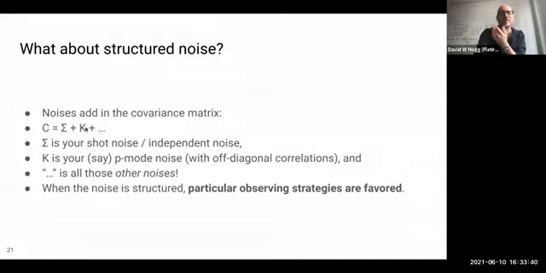Because there's so many things you can add, but basically the noises add in the covariance matrix. And then the thing that appears in information theory is the inverse covariance matrix. So as you add these sources, in general, they hurt you from an information theory point of view. As you add more noise sources, you do less well. It reduces your information because it's lowering the inverse variance. And that makes sense. But, and I have a bold-faced thing here, if your noise is highly structured, there will be particular observing strategies favored.